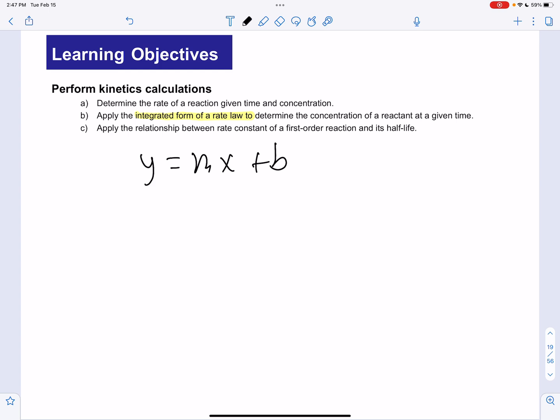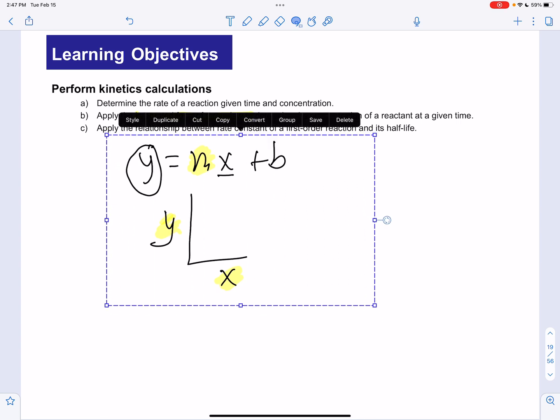And the power of being able to do this with this formula now is that you can plot y versus x, and that will give you the value of the slope m. Depending on how your formula looks, that can be very powerful because you usually try to make y and x easily measurable quantities. So that's what the integrated law is going to do.